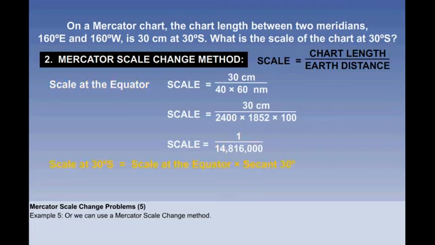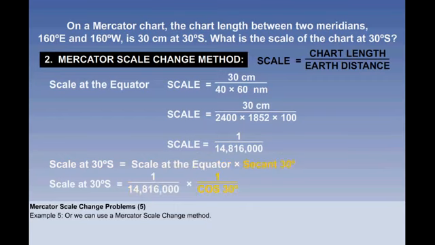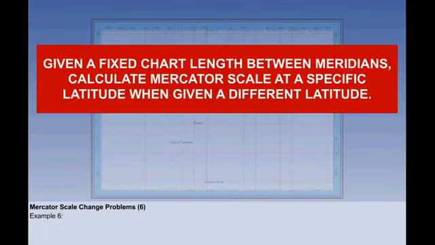Scale at 30 south equals scale at the equator times secant 30. Substitute the scale at the equator, which we have just found, and write the secant as 1 over cos, and again we get the answer 1 to 12,831,032, about 1 to 12.8 million, just as before. There is a variation on the previous type of exercise, which appears to be more complex, but in fact is just as simple. As before, let's look at an example.